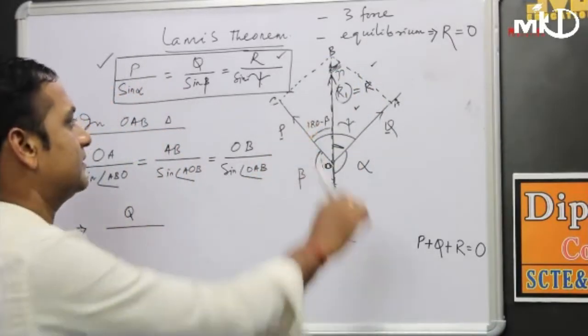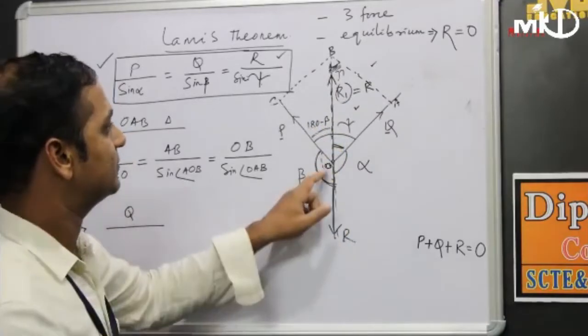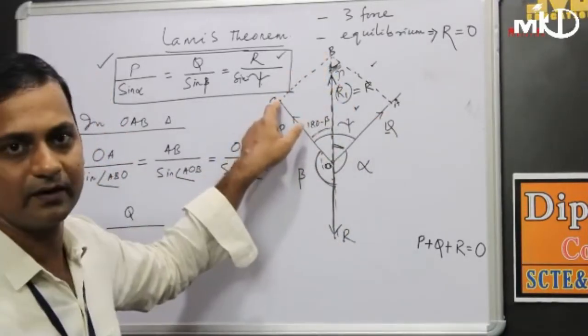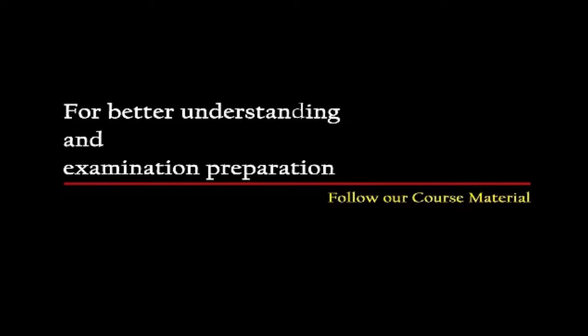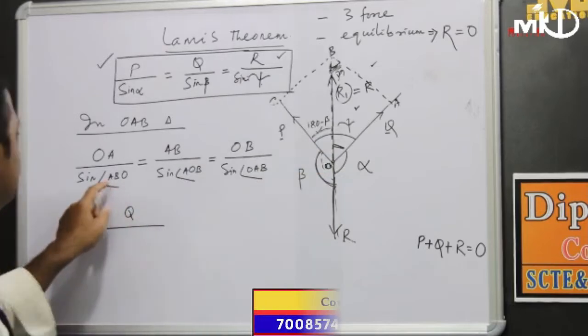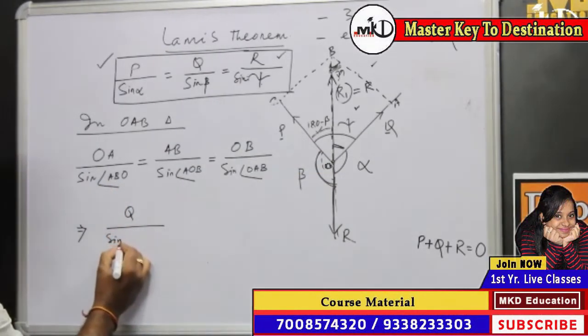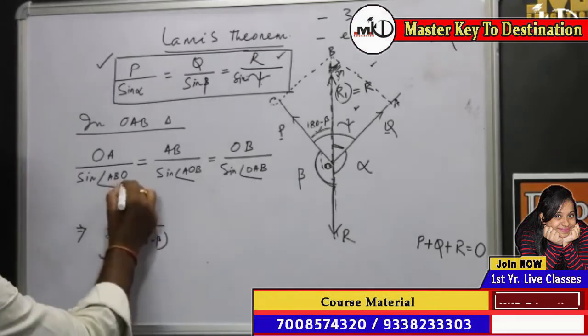Why? Because this line and this line are both parallel to each other, because OABC is a parallelogram. So if these two lines are parallel and this is our intersecting axis, then this angle is equal to this angle. Means in place of ABO, we can write sine of 180 minus beta in place of this angle.